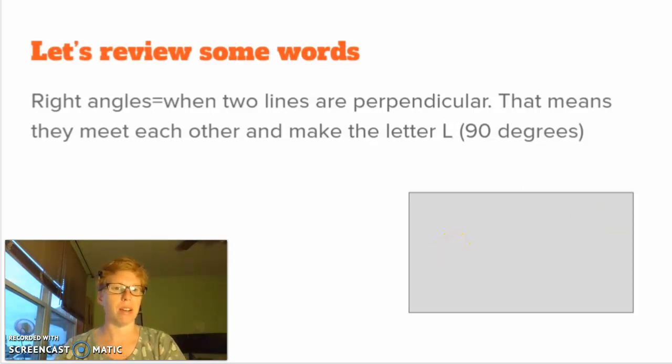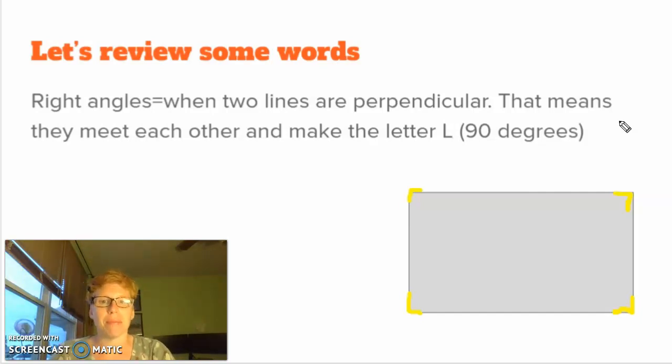So let's look at this rectangle here. Do you see places on this rectangle where the lines meet each other and make the letter L? I see it. I see it right here. I see it right here. I see it right there. And I see it right here. So how many right angles does this rectangle have? It has 4 right angles.